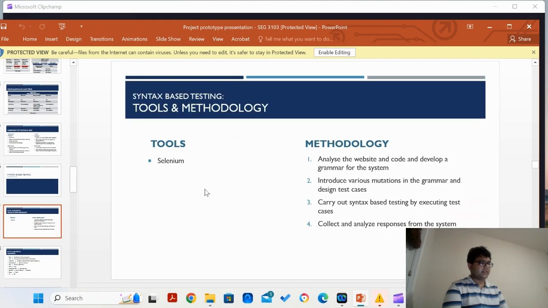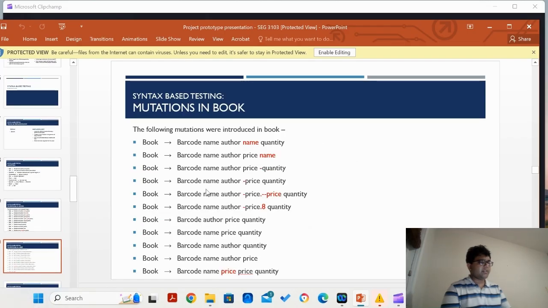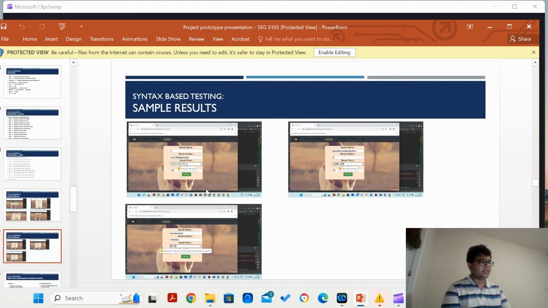Syntax-based testing. Basically, the website was analyzed and the grammar was generated, and mutations were introduced in the grammar. Based on them, the test cases were designed and automated in Selenium. So this is the grammar for the website, and these are the mutations in the book and the user, and this is the sample result that was obtained after doing the syntax-based testing.